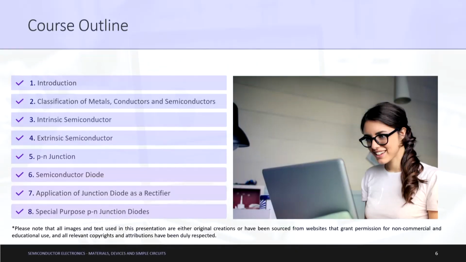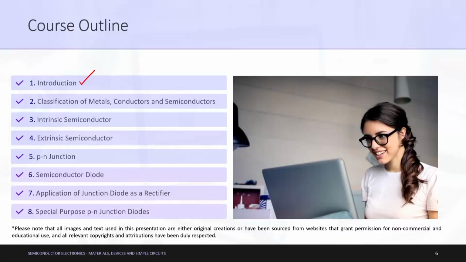Okay. So, right now the introduction part of this lecture is completed. We understood the difference between the vacuum tubes or valves and today's basic semiconductor devices. What were the drawbacks of the vacuum tubes, what were the sizes of the vacuum tubes, what was the voltage required for the vacuum tubes to work, etc., as compared to today's semiconductor devices. Right now let us move on with further discussions on classification of metals, conductors and semiconductors.